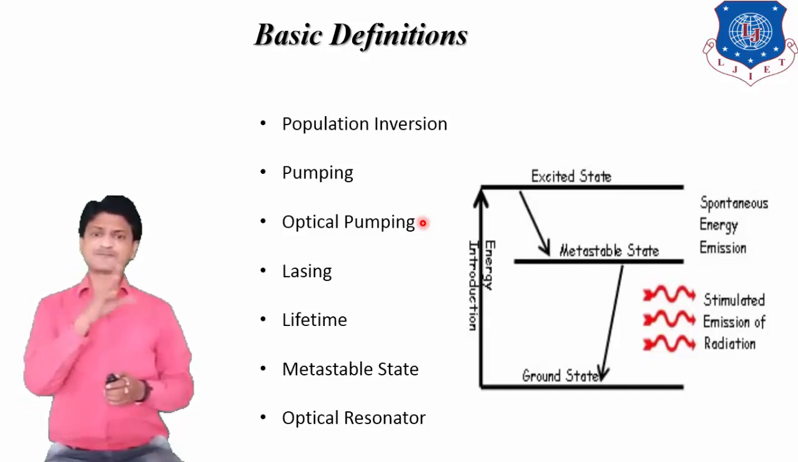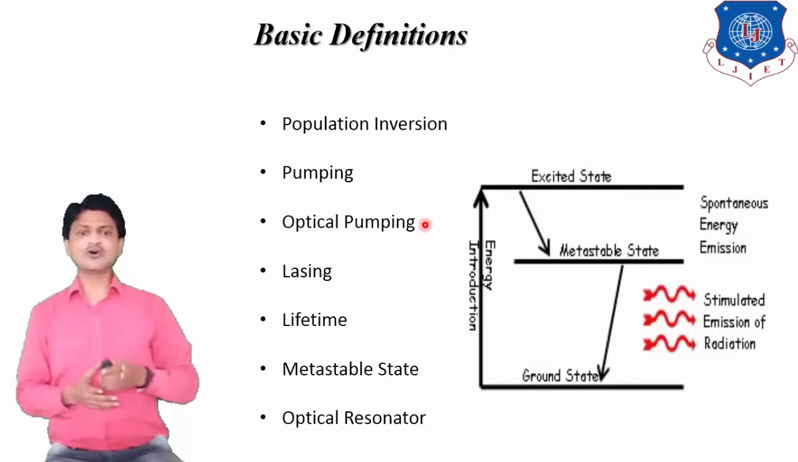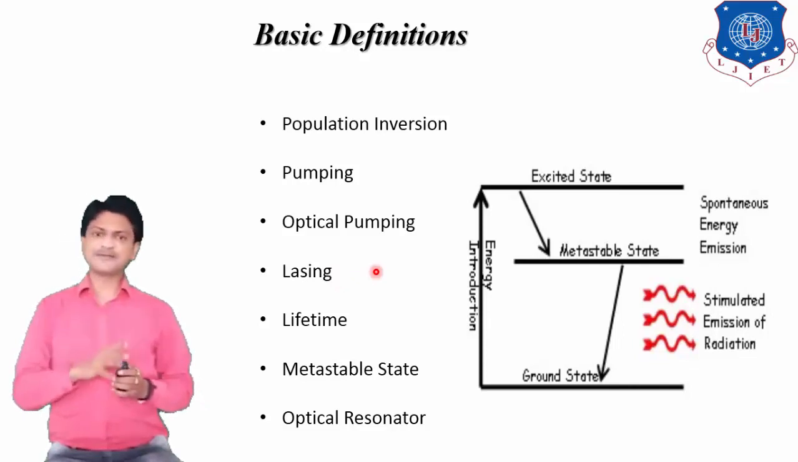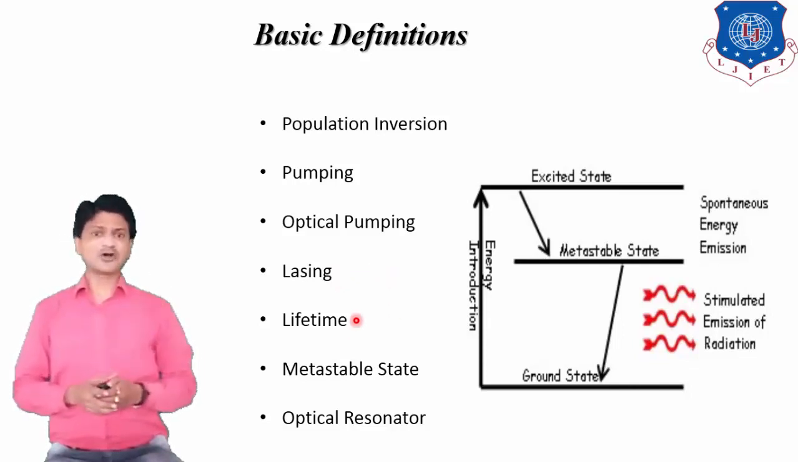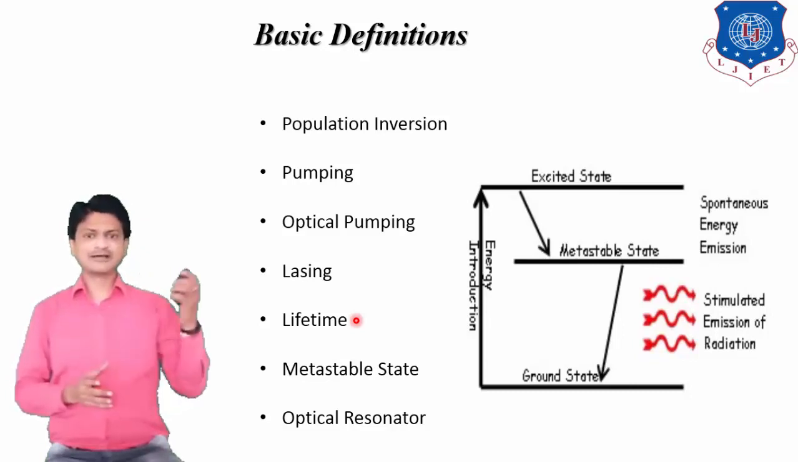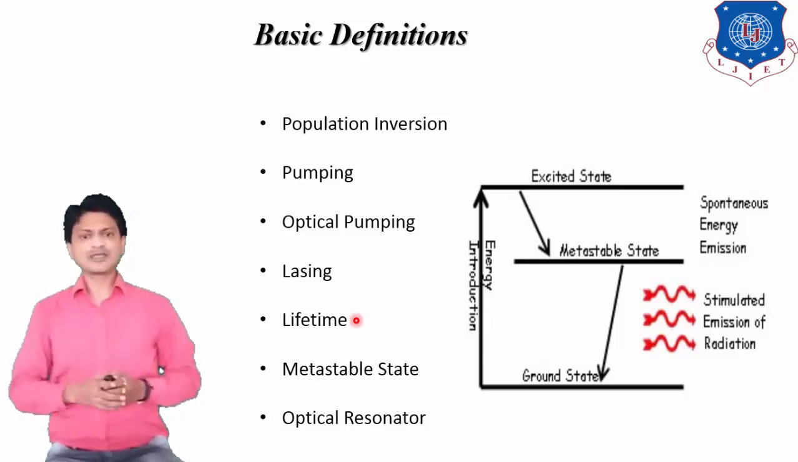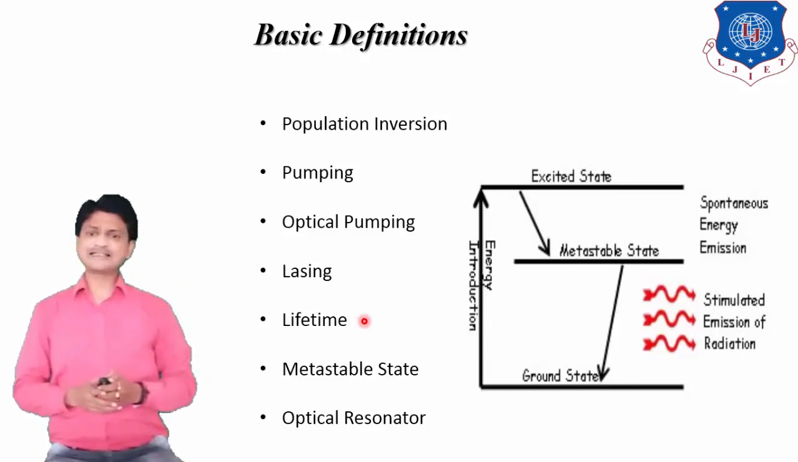In this process we use the external optical source. Now lasing. The lasing process leads to the emission of stimulated photons after establishing the population inversion. Lifetime. It is the time for which a particle or an atom remains in the excited state. And last we have discussed the optical resonator. It is a pair of reflecting surfaces in which one is a perfect reflector and the other is a partial reflector.